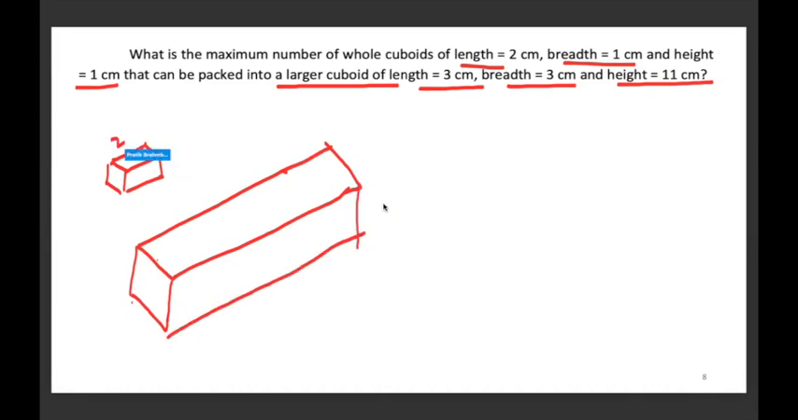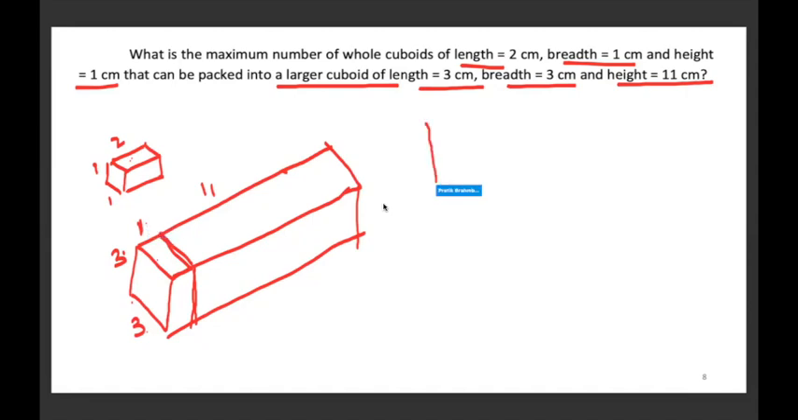This bigger cuboid is of 11 centimeter. This is 2, 1, and 1. This is 11, 3, and 3. Now, in this case, if I take just one slice of that cuboid and try to arrange these, this is a 1 centimeter slice, and why I have taken 1 centimeter is because the height is 1 centimeter. So I assume how many pieces can be organized in one slice of the cuboid, which is of 1 by 3 by 3 size.